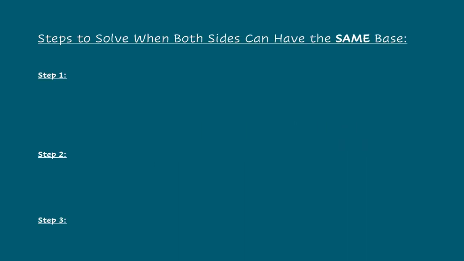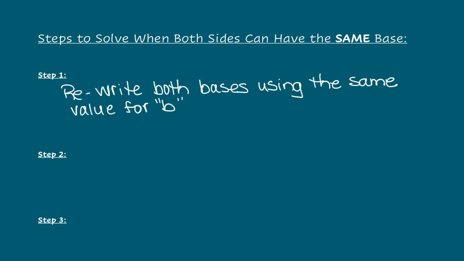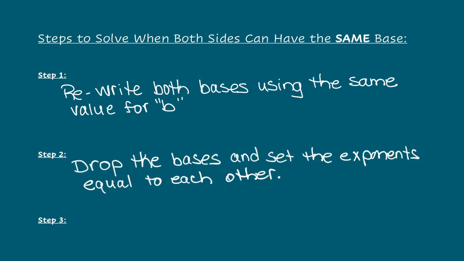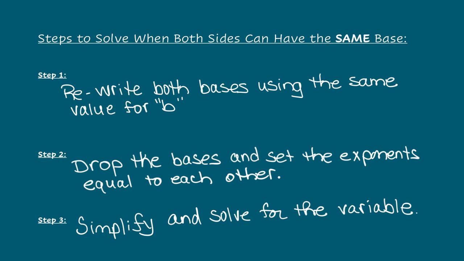The steps to solve when both sides have the same base are: Step 1, take a look at your bases and rewrite them using the same value for b. Step 2, once you've rewritten each base as the same value using the exponent that lets that happen, drop the bases and set those exponents equal to each other. Step 3, follow the rules for solving linear equations, simplify, and solve for the unknown. So let's take a look and solve a few examples.